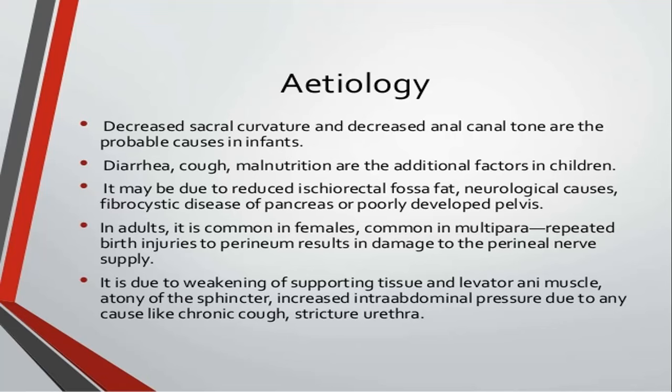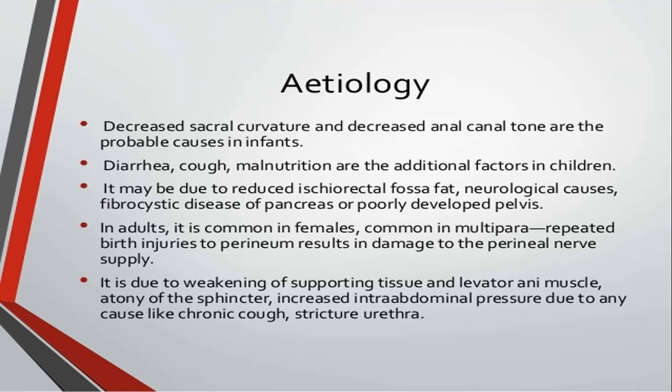And what may happen if an injury happens to the perineum during birth? It damages the perineal nerve, so that's why it can cause the prolapse. The perineal nerve basically supplies the muscles, so it loses the tone, and that causes the prolapse.